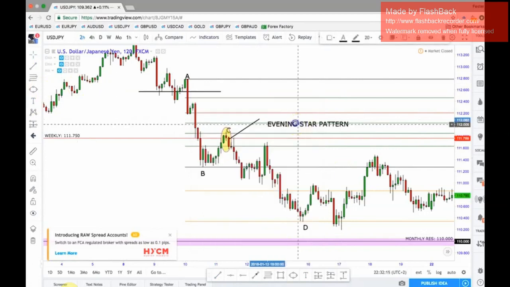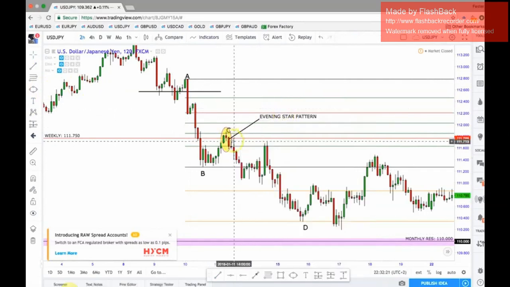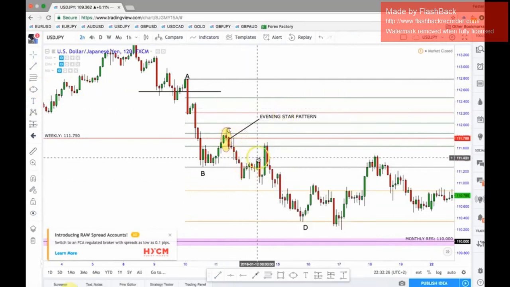So now I leave it there. You can make this obviously smaller, it's a bit too big. So you have an evening star pattern. Boom. Yes, price did bounce up again.